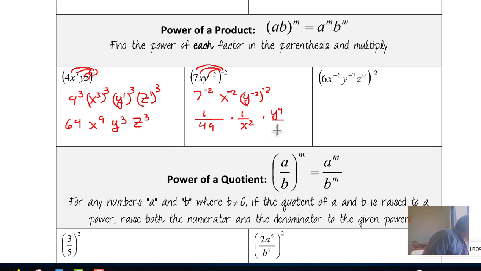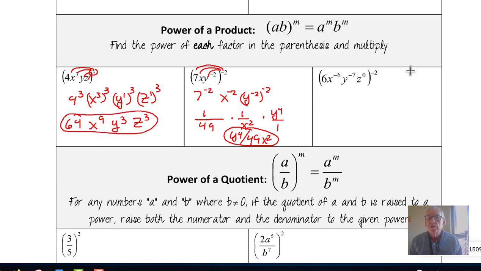So when we multiply all of these together, we have basically y to the 4th in the numerator over 49x squared as our final answer. I kind of turned the negative into a positive exponent as I went along. This was the answer for the other one. Let's look at this one.